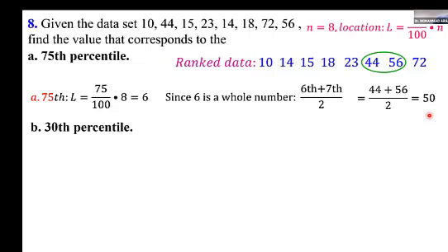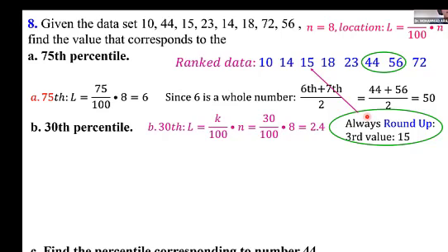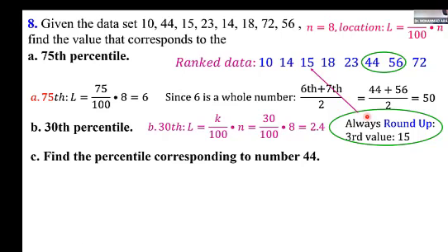For the 30th percentile, we do exactly the same thing here. 0.3 times n, which is 8 in essence. 0.3 or 30 over 100 times 8 gives you 2.4. And we statisticians always round up. So the third one would be number 15. They always round up.